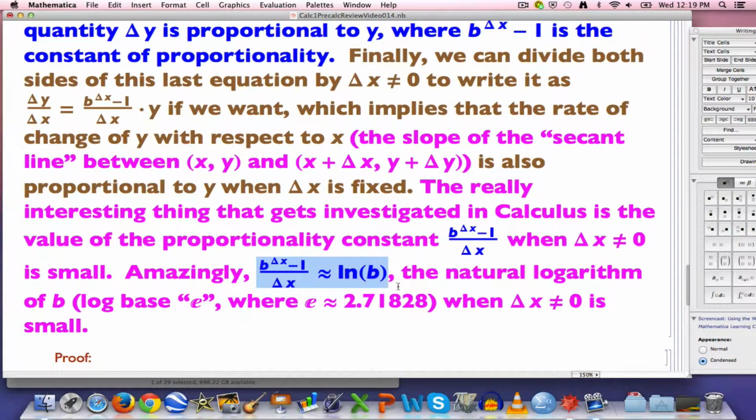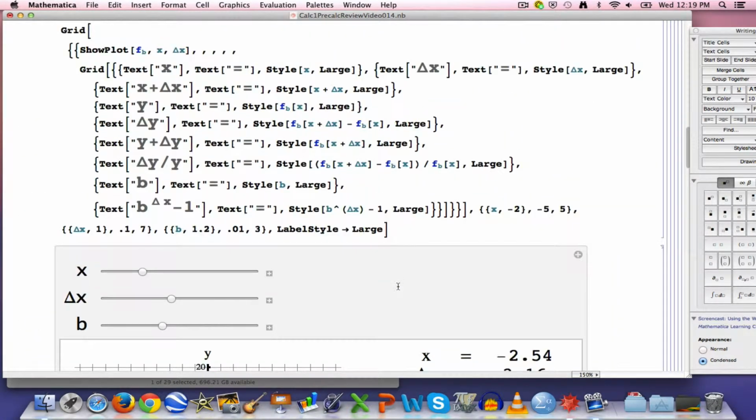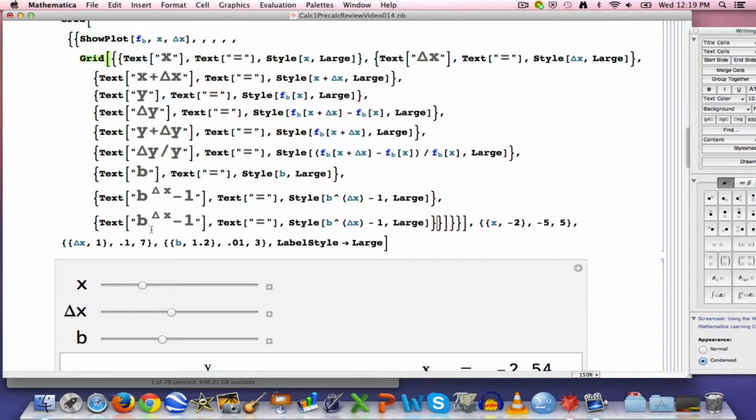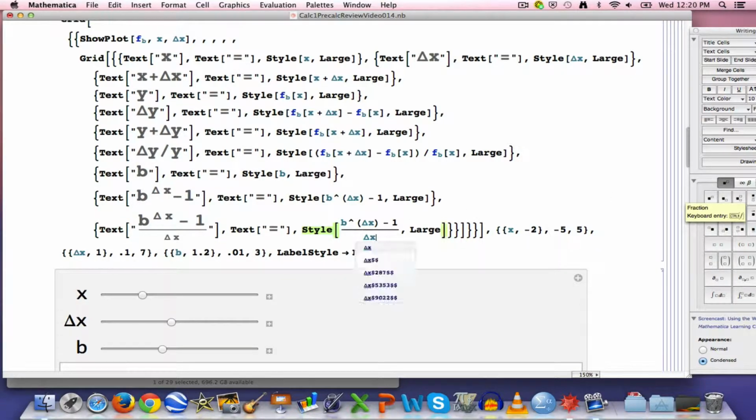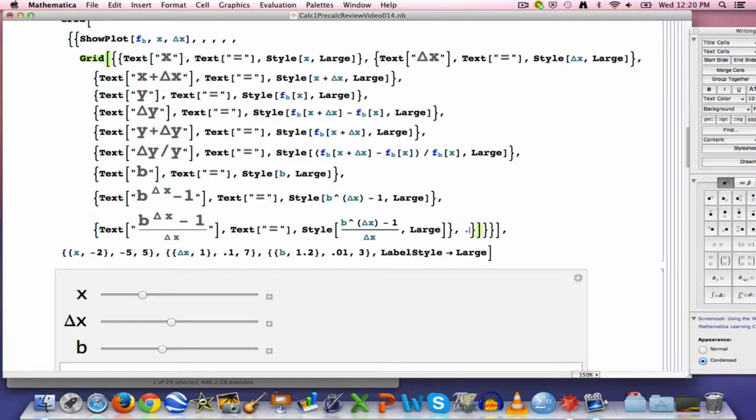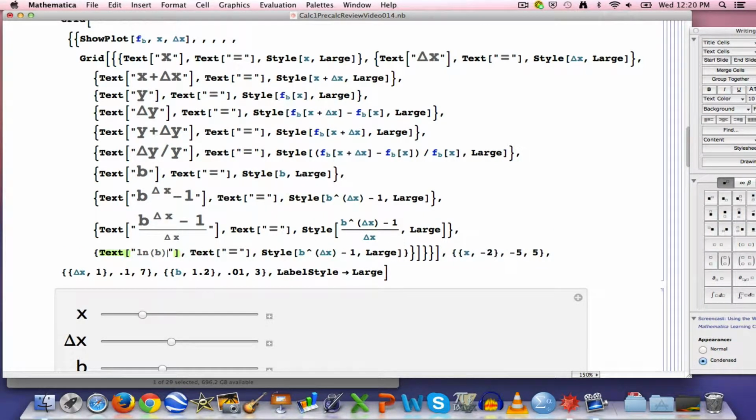This is true, and I want to finish this video by illustrating that in this code up here. Let me add some things to this code. First, we'll add a line to give us the value of b to the delta x minus 1 divided by delta x. Let me go ahead and put this part in a fraction. I'm dividing it by delta x. And what I just said was that that quantity should be very close to the natural log of b when delta x is small. Let me replace this now by an ln of b here.